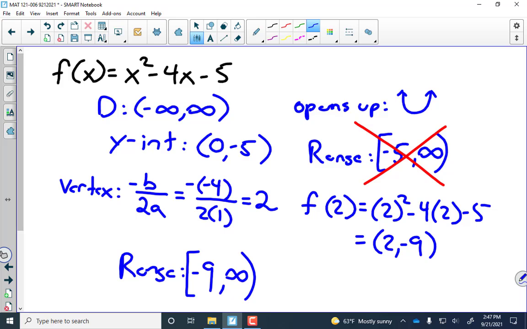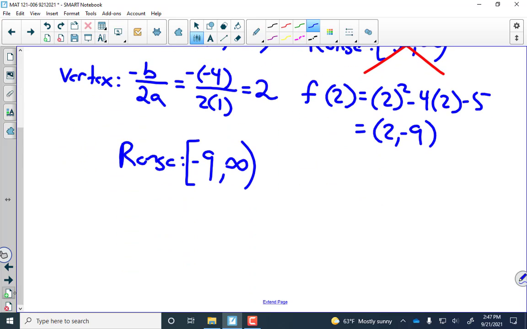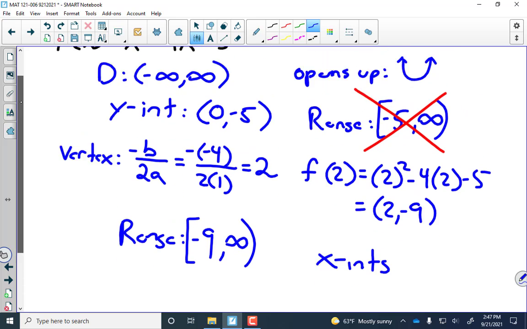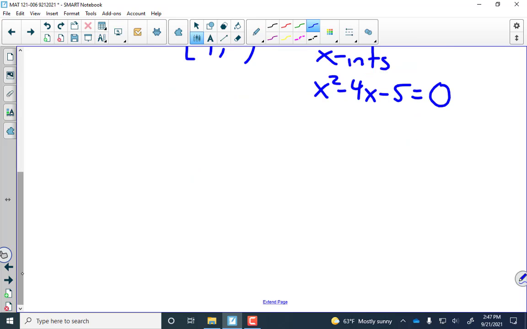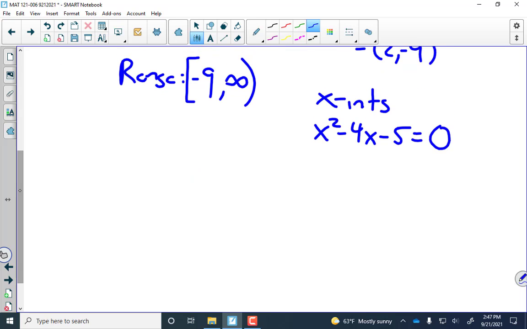What's the last thing we might want to find? X-intercepts. X squared minus 4x minus 5. If it's possible to do it, what should we do? We should factor it, but yes.